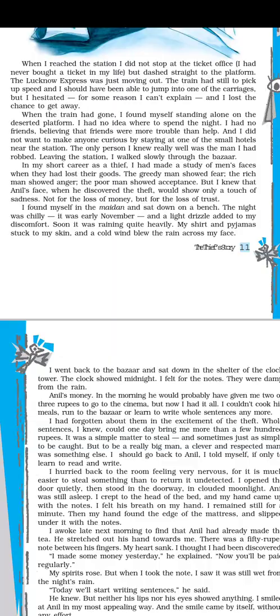The Lucknow Express was just moving out, just departing, means going to depart the platform. The train had still to pick up speed. So means it had just started and was still going to pick up speed, that was just going very slowly, and I should have been able to jump into one of the carriages, but I hesitated. So he could have jumped into one of the compartments of the train, but he hesitated.